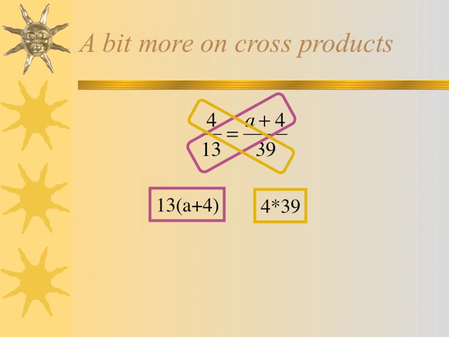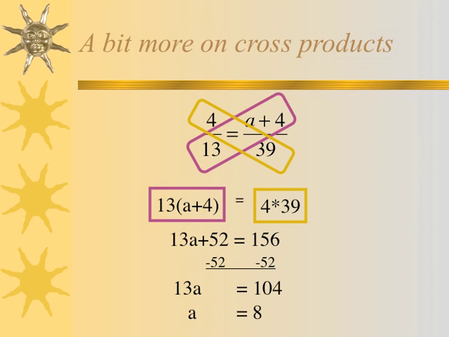And so we know that when we have a proportion, we can set our cross products equal to each other. On the left, we'll apply the distributive property. 13 times the quantity a plus 4 gives you 13a plus 52. And on the right, 4 times 39 is 156. Next, we'll subtract 52 from both sides. That gives us 13a equals 104. And then we're going to divide both sides by 13 to get a equals 8.